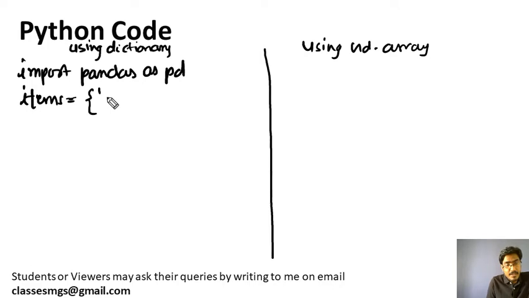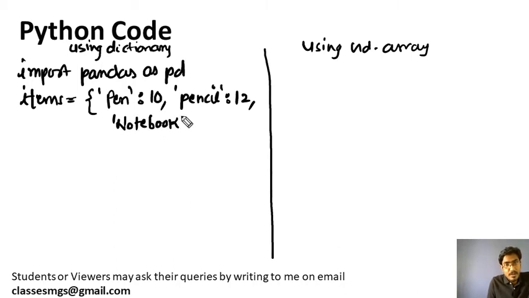Let's suppose I have purchased pen. I have purchased 10 pens. Then let's suppose pencil, I have purchased 12. Let's suppose notebook. So you should know how to create dictionary in Python. If you know that, it will be easy for you. So I have already told how dictionary can be created. This is the variable that will hold these items.